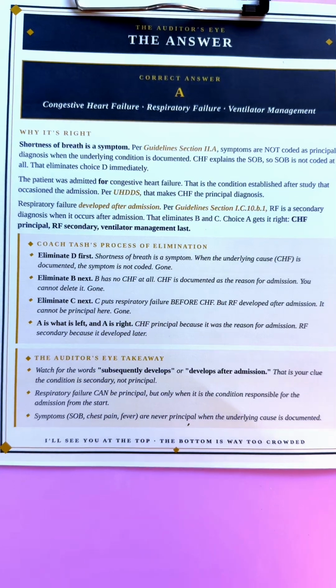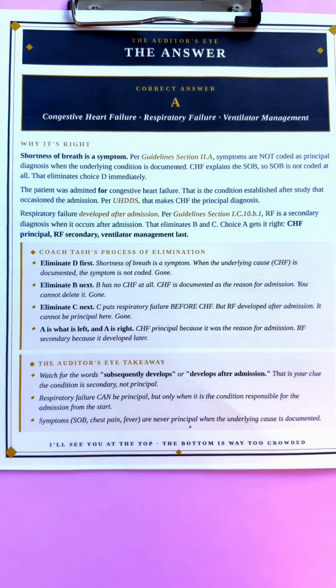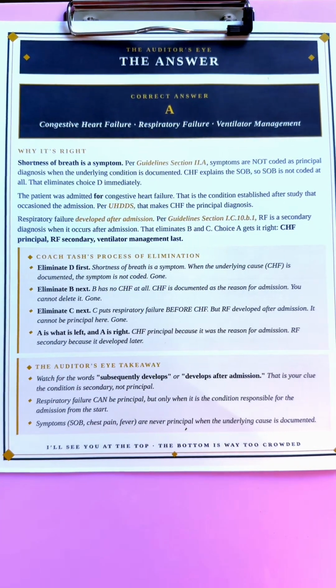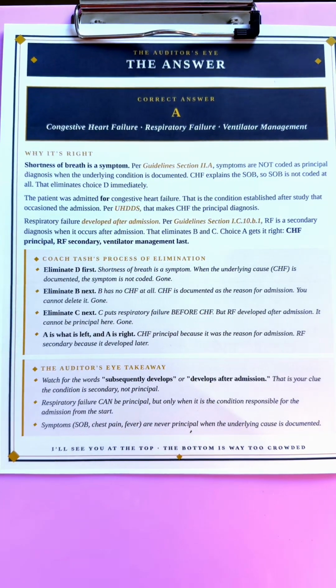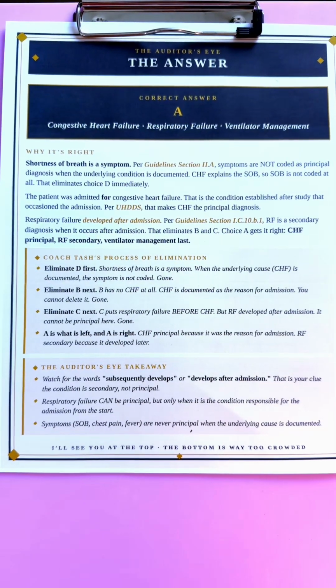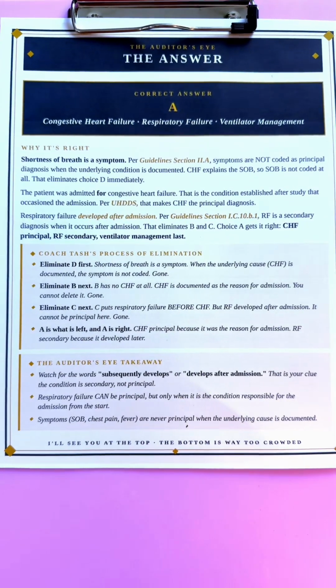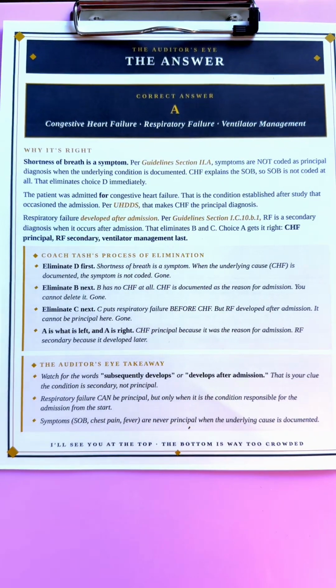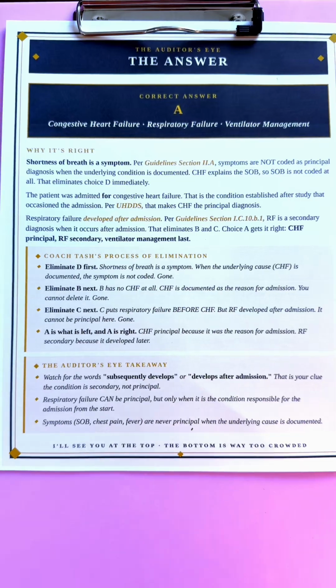All right. Shortness of breath is a symptom. Per guidelines section 2A, symptoms are not coded as principal diagnosis when the underlying condition is documented. CHF explains the SOB, the shortness of breath. So shortness of breath is not coded at all. All right. So that eliminates choice D immediately.